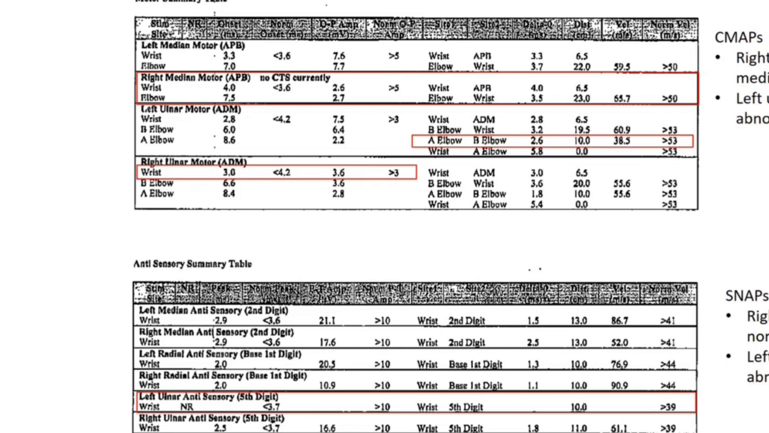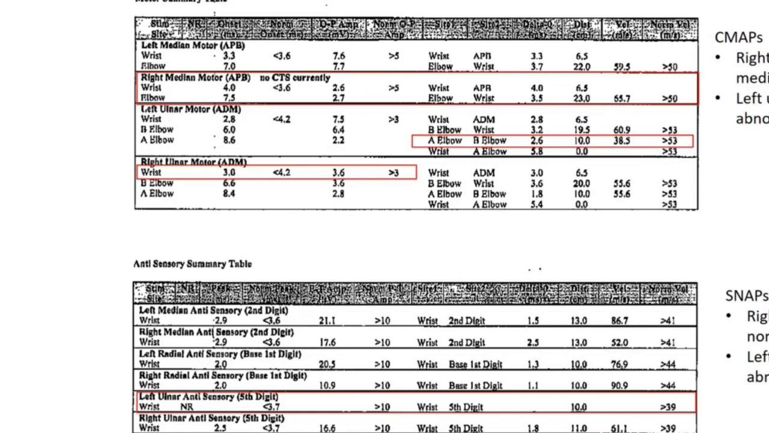So the left median motor, the 7.6, that's the amplitude. And it's greater than 5. So we say that's normal, right? Why 5? Just because that's the reference they get. So greater than 5, normal amplitude, which to me says normal axon density.